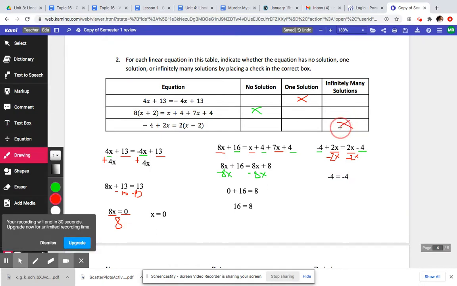What that means is that we can plug in any number for x and it will always work. Well, let me show you. Let's say we plug in 1 for x. 2 times 1 is 2. Negative 4 plus 2 is negative 2. Let's do the other side. 2 times 1 again is 2. 2 minus 4 is negative 2. It will always come out as a true statement. So there were infinitely many solutions.